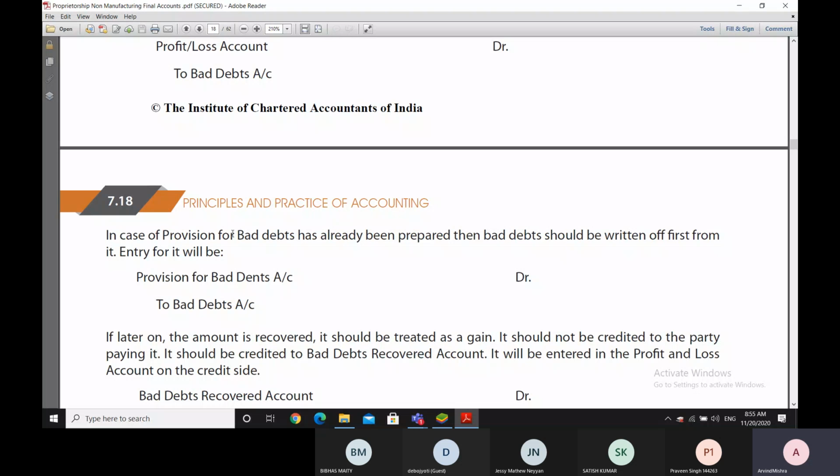because while making the provision at some point of time, we have already debited the profit and loss account to create the provision. Because while creating the provision, we debit the profit and loss account and credit the provision for bad debt account, and thereby we create the provision. And since once we have the provision, we need to adjust the bad debts when they happen against the provision, so that we don't debit our profit and loss account two times.